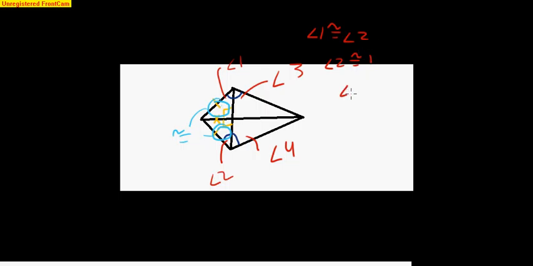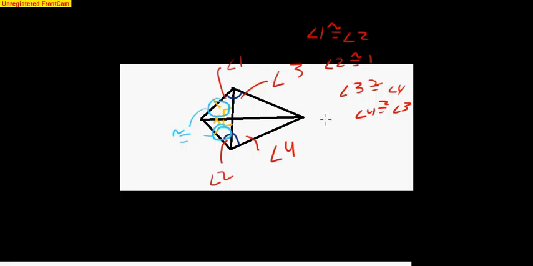In addition, let me see here. Let's call this angle here angle 1. Let's call this angle 2. Let's call this angle 3. And let's call this angle 4. We know that angle 1 is congruent to angle 2, and angle 2 is congruent to angle 1. Also, we know that angle 3 is congruent to angle 4, and angle 4 is congruent to angle 3. I don't know why I did those both twice, but that's what we know.